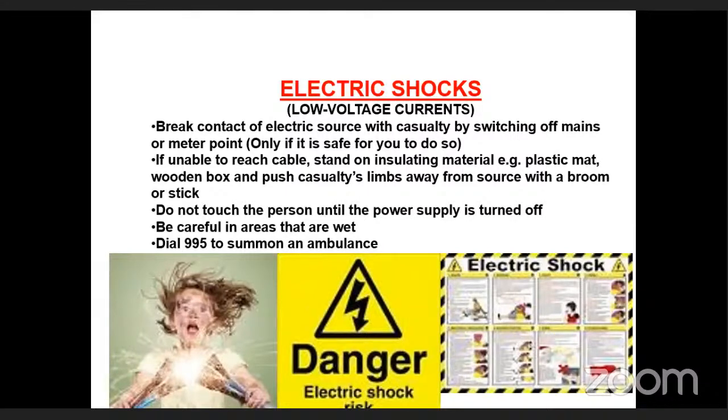Number one, we need to break contact of the electric source with the casualty by switching off the mains or meter point. That is the main supply of power into the premises or facilities. By switching the meter off, that is how to separate such a person from the shock, only if it is safe for you to do so, okay? If unable to reach the cable, stand on insulating materials like plastic mats or wooden boards, and push the casualty's limb away from the source with a broom or stick. With a broom or stick, not a wet stick.